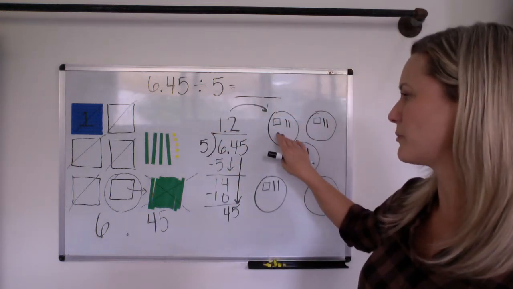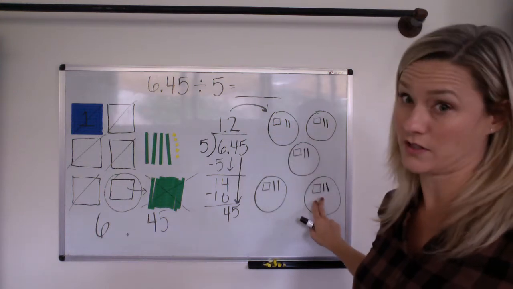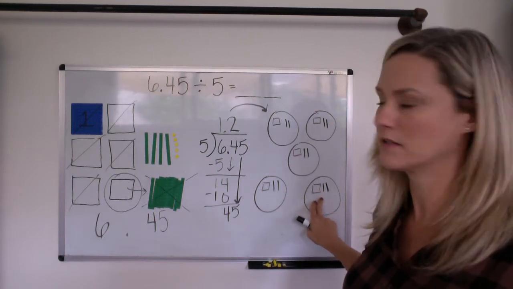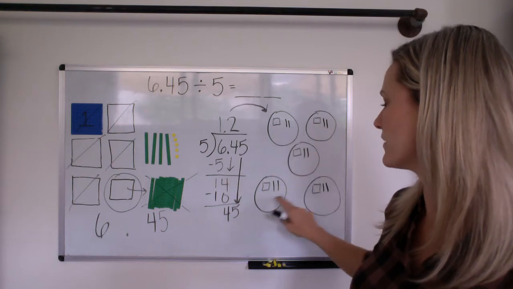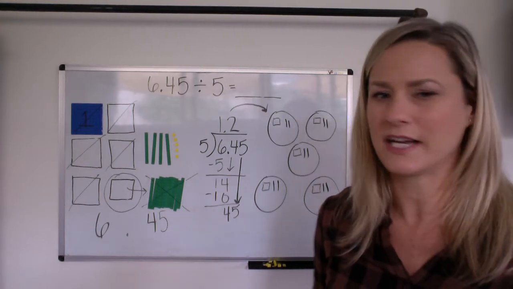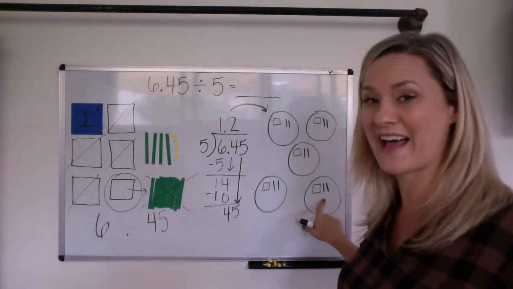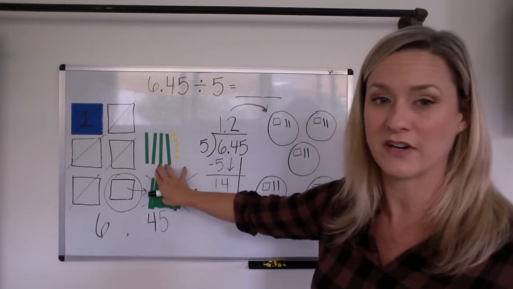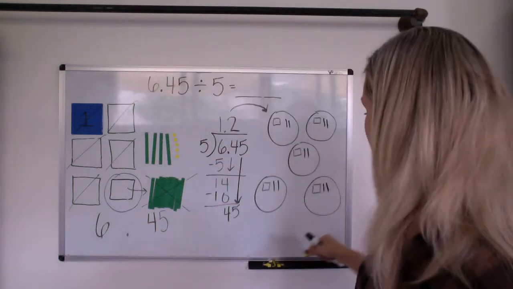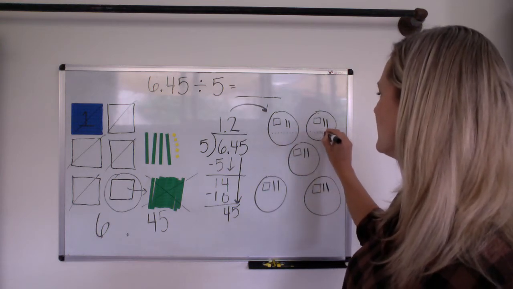So let's see, would each group get more than 5 or less than 5? Let's find out. 5, 10, 15, 20, 25. Okay, so we know for sure each group is going to get more than 5. How about 6? Would it be more than 6? 6, 12, 18, 24, 30. Okay, so it's more than 6. How about, let's skip to 9. 9, 18, 27, 36. Ooh, 45. And that's what we have here. We have 45 hundredths here because remember, we switched all these guys into these guys. All right, so I know 9 is going into each one.